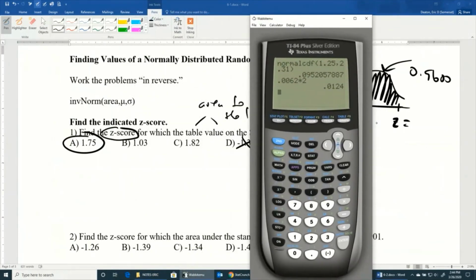Now you can use your graphing calculator also, because it has an inverse norm key. And so we're looking at 0.96 as the area. So if you go to second vars, inverse norm is 3. Now normally you would do the area, comma, mean, comma, standard deviation, but since this is a z-score, and we're given the table value, we really don't have to put in the mean and standard deviation. We just type in the 0.96, the area in other words, and just hit enter. 1.75.